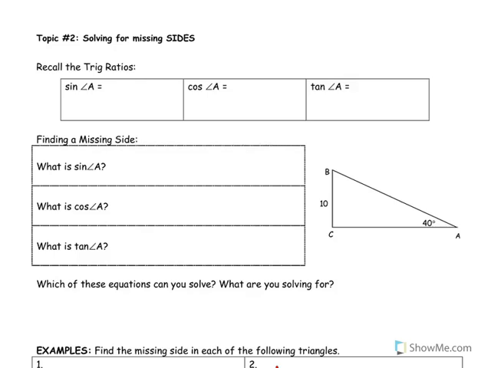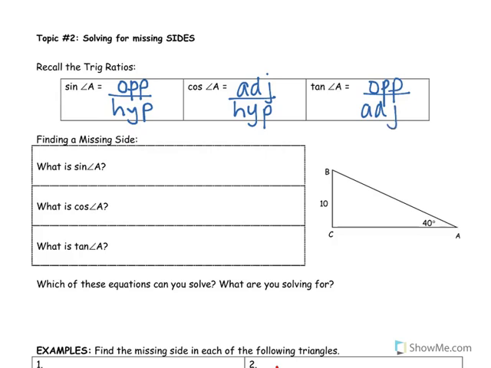In Unit 12, topic number 2, we're going to talk about how to solve for the missing sides of triangles using our trig ratios. If we recall from the last unit, the sine of an angle, in this case angle A, is the opposite over hypotenuse. The cosine of angle A is adjacent over hypotenuse. And the tangent of angle A is the opposite over adjacent.